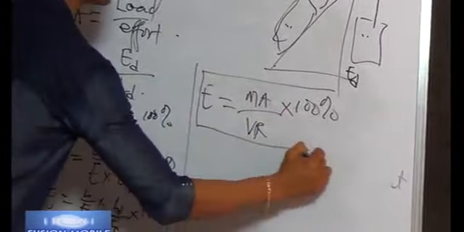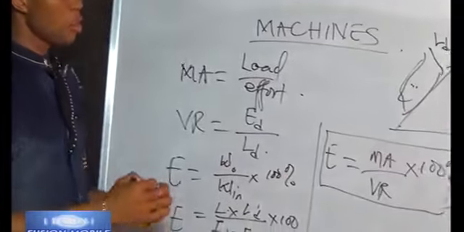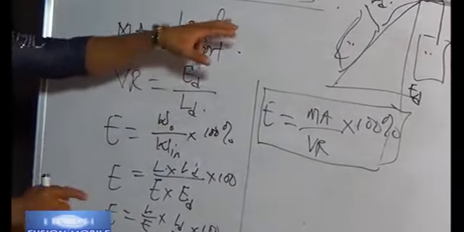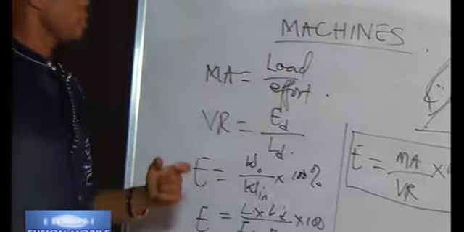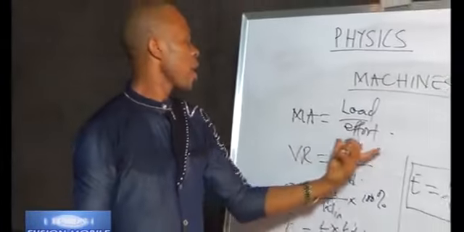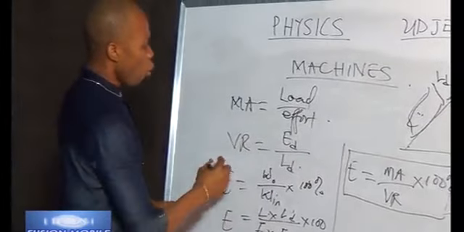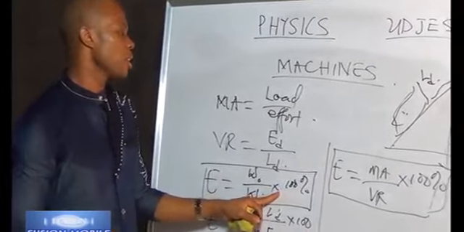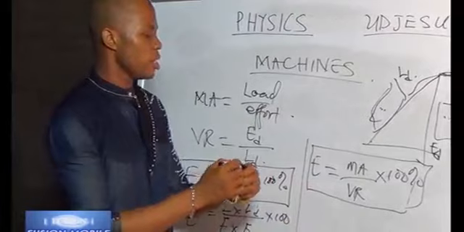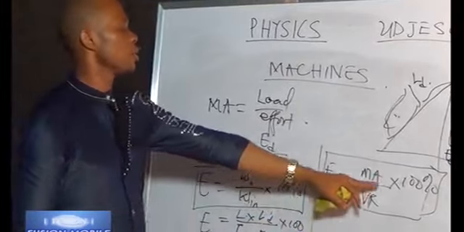And this is a wonderful equation that you must look out for whenever we talk about machine. In summary, even if you are forgetting anything, don't forget the equation of mechanical advantage. Load over effort is equal to the mechanical advantage. Then velocity ratio: effort distance over load distance is equal to the velocity ratio. Then work output over work input times 100%. This is also very important. And then finally, the most important equation of machine, which is efficiency, equal to mechanical advantage over velocity ratio times 100%.